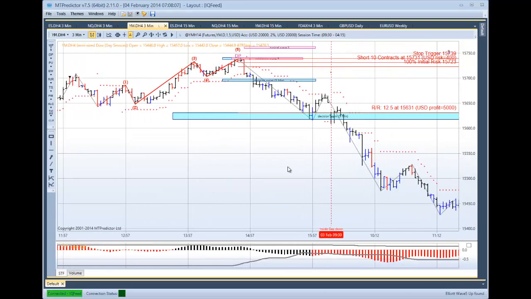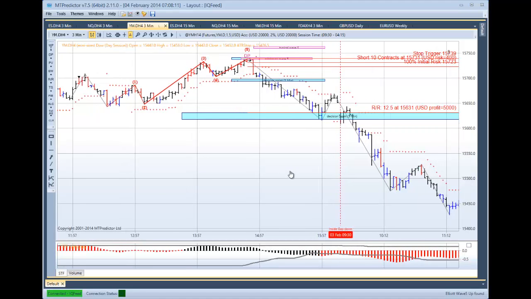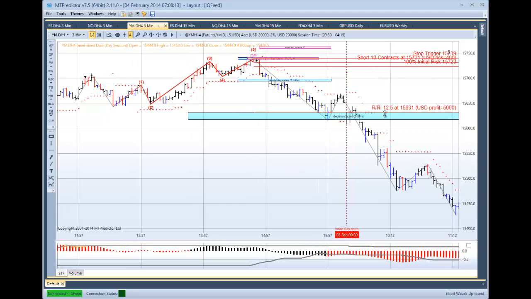And as you can see, it doesn't mean that you have to have big moves in the markets to make big profits. It's all about your profits in relation to your initial risks. That's the most important thing in trading.